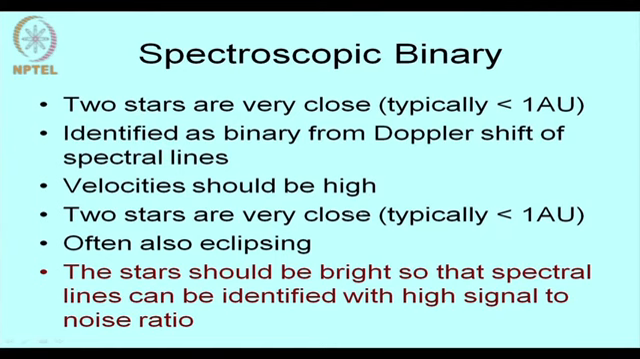Because the two stars are very close together, very often they are also eclipsing. So, this is what is a spectroscopic binary. They are typically stars which are very close together, very bright, so that you can make out spectral lines.